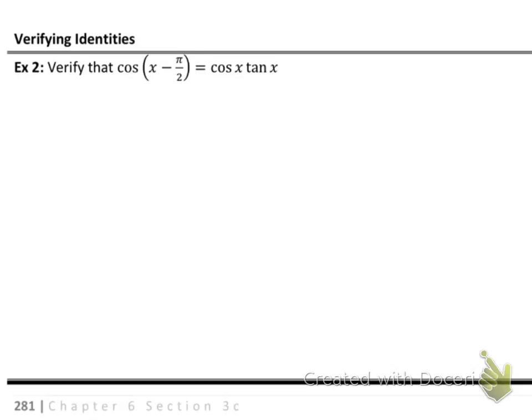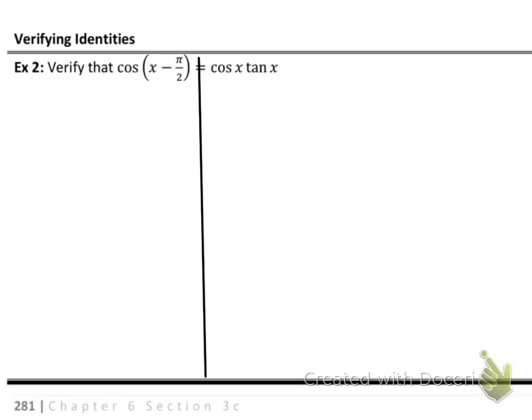So the key with that is, otherwise you're trying to go through all your identities and you're like, I'm not sure what to do. All right, so if I tell you to use the sum or difference identity, I'm going to look at this side and say, hey, that's a difference. That is my cosine difference. All right, so I'm going to work on this side in the beginning. I'm going to rewrite that using the cosine identity.